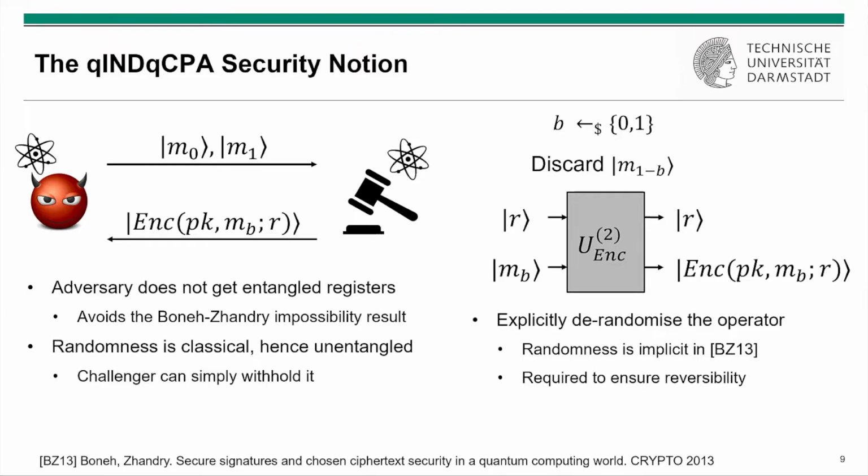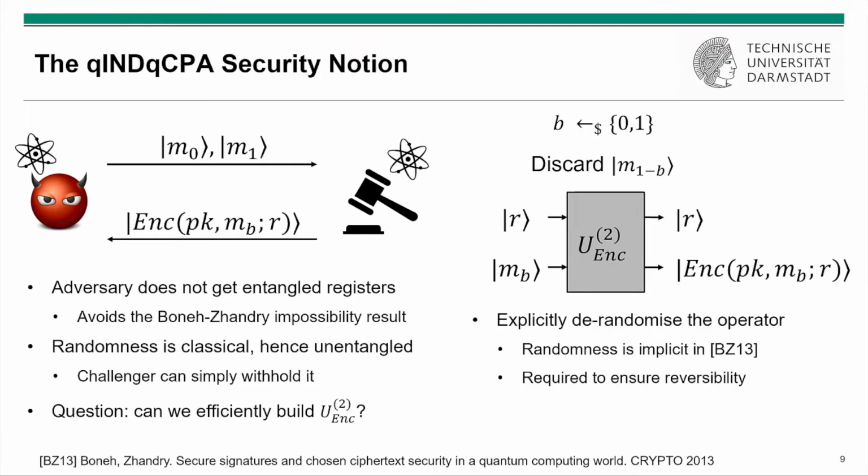And the second part, now the randomness which will be chosen by the challenger is classical, which means this will not be entangled with the ciphertext register, and therefore it's fine that the challenger actually withholds the randomness register and does not give it to the adversary. But the same also applies to the Boneh-Zhandry notion.